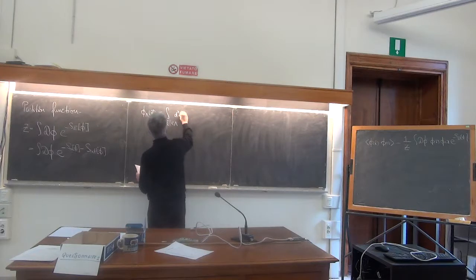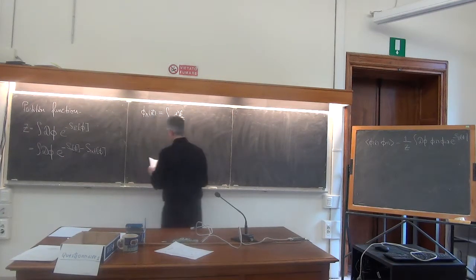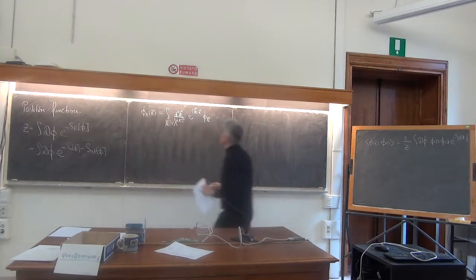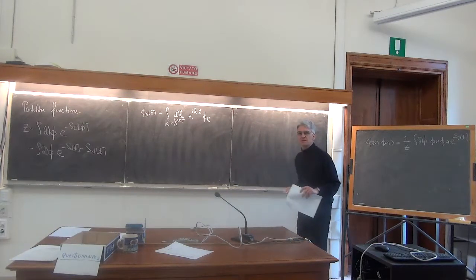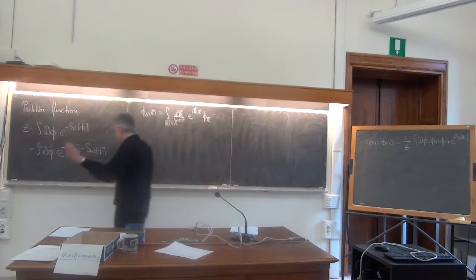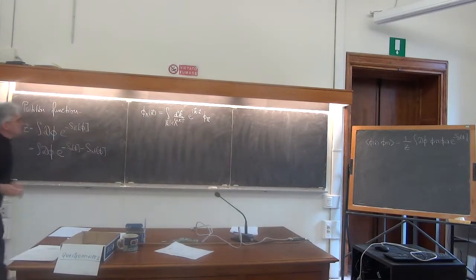D squared k over (2 pi) squared, e to the i k dot x, phi k. So I don't worry about zero modes and stuff like that right now. I'm just imagining a very, very large volume, so zero modes are not so important for what we want to do here.